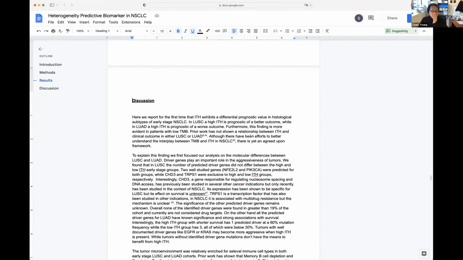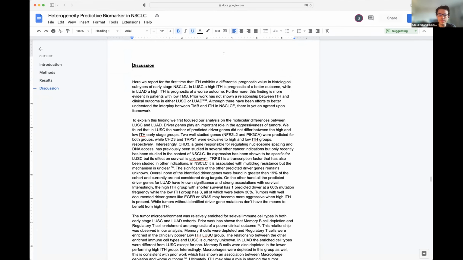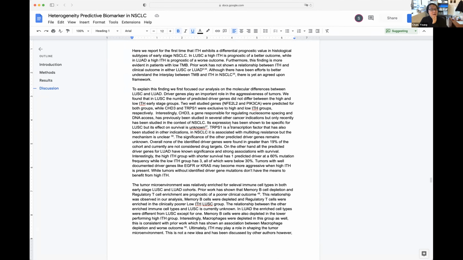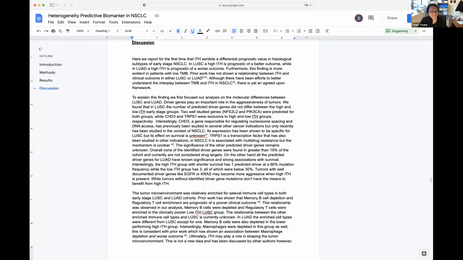So which part is this? This one, the 3 paragraphs? Yeah. I'm not sure how long it should be, but I tried to write more so I can cut. Sure, so ITH exhibits differential prognostic value in histological subtypes of... That is true. Fine.